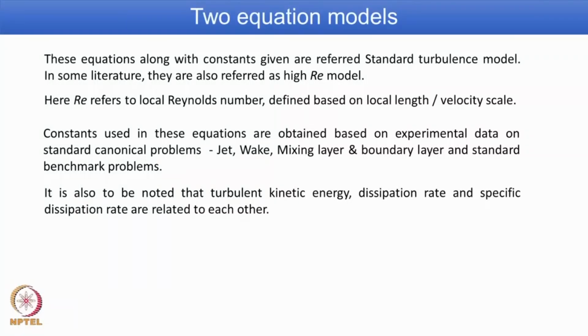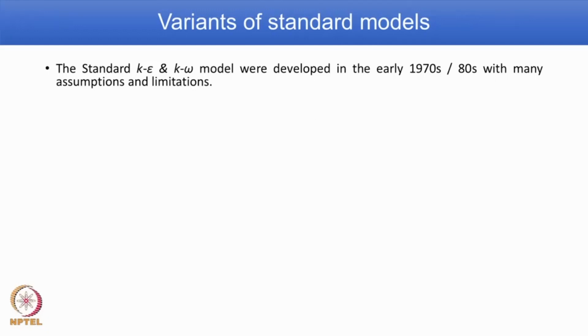It is also to be noted that turbulent kinetic energy, dissipation rate and specific dissipation rate are related to each other in terms of epsilon equals omega k. The reason why I am saying this again: we have an equation for epsilon, an equation for omega, and an equation for kinetic energy. Let us keep the kinetic energy equation aside, but it is possible to obtain the equation for omega from epsilon, or to obtain the equation for one quantity from the other quantity.